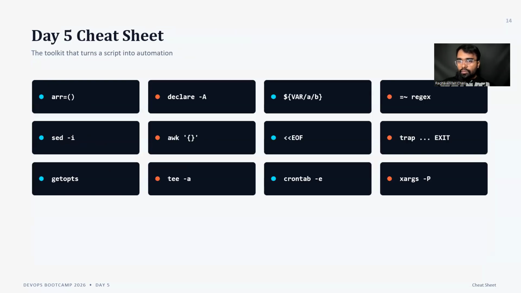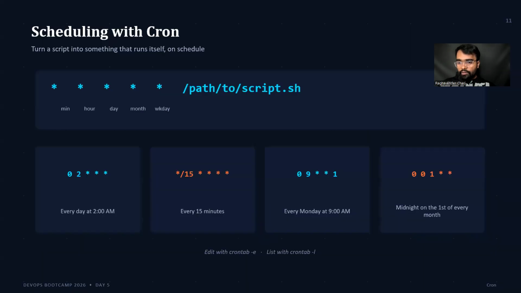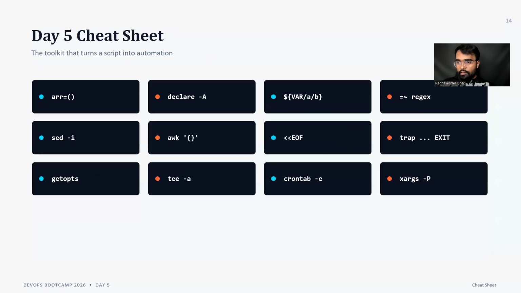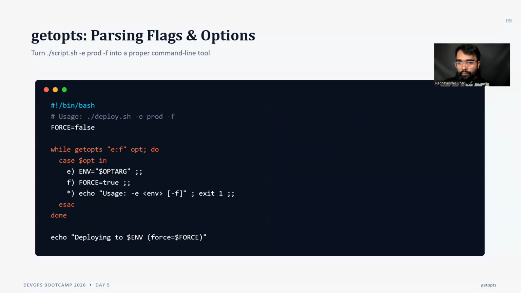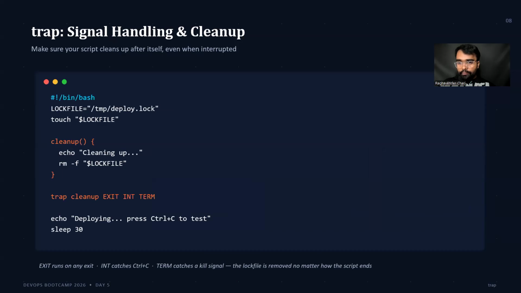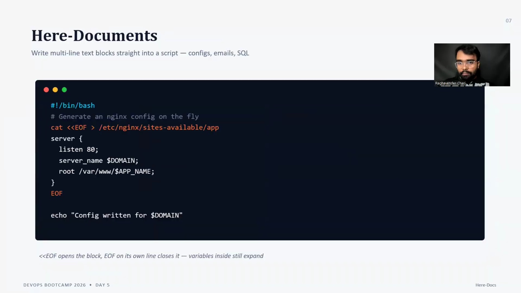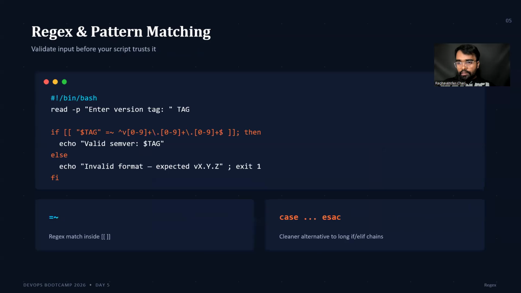Here is a cheat sheet. You can look at all the toolkit that turns a script into automation. Here are the tools you can use. We already discussed awk, regex, xargs, trap, cron job, crontab minus e. Why do we use minus e? Because to edit the cron job. List, minus l we will use, and tee. We have been discussing tee in one of these, this trap.